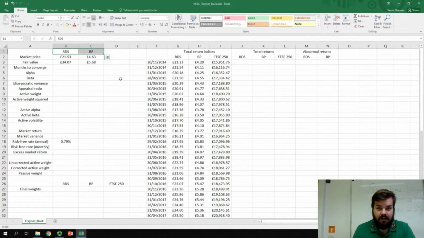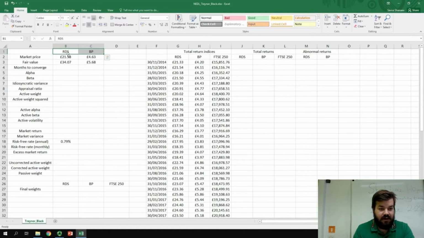Again, the valuation multiples model gave us insight that these stocks are a good investment, but it didn't tell us in which proportion we need to allocate our capital between Royal Dutch Shell, BP, and other investments that might be available. The Treynor-Black model does just that and fills this gap. Without further ado, let's move on to the spreadsheet and apply the Treynor-Black model.